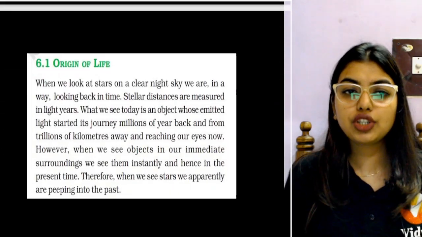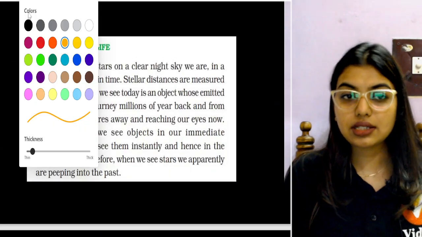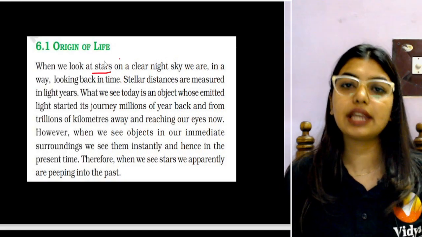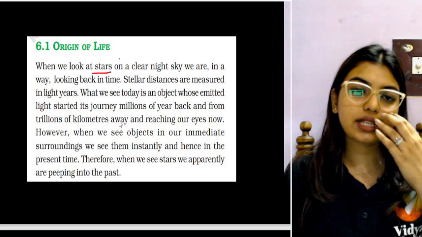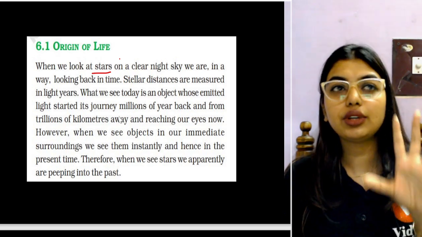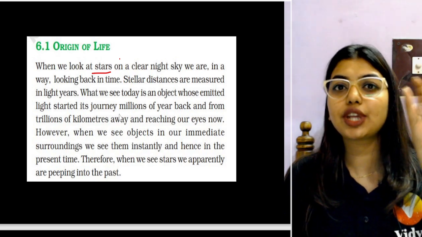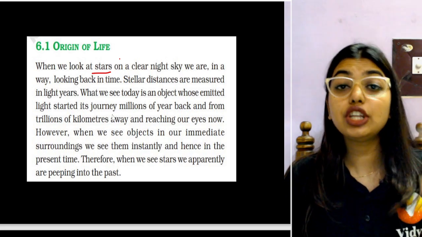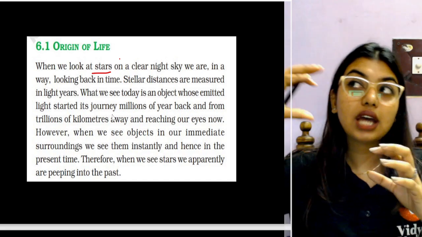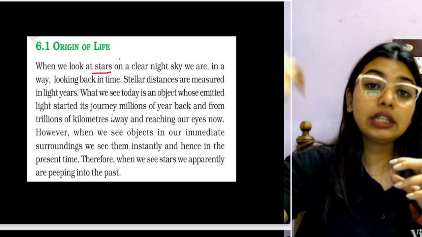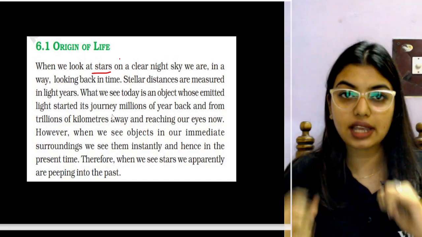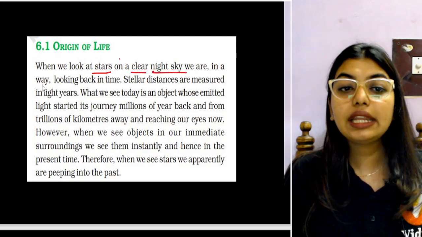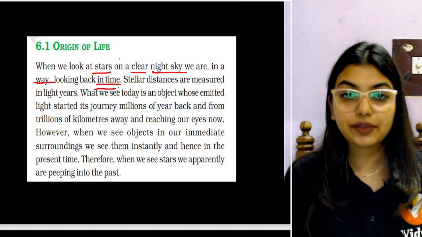Now see, origin of life. When we look at the stars, all of you love looking at the stars, I hope, because it's the most beautiful thing that you see in the sky, no? Star, moon. I love staring at the sky as well. When it is fully dark, you will be able to see those shiny little things. But when you learn this chapter, you understand that you are actually looking into the past. That is, the star has emitted light from trillions of kilometers away, and it has finally reached our eyes. So when we look at the stars on a clear night sky, we are in a way looking back in time.